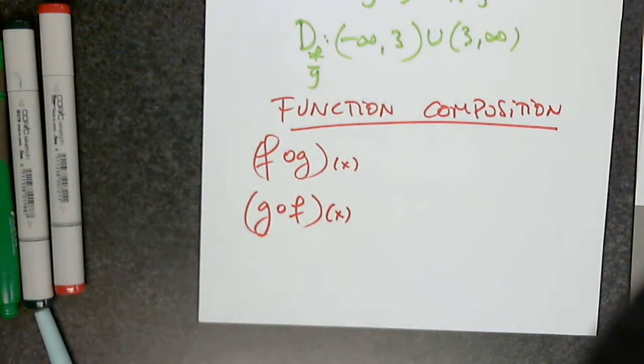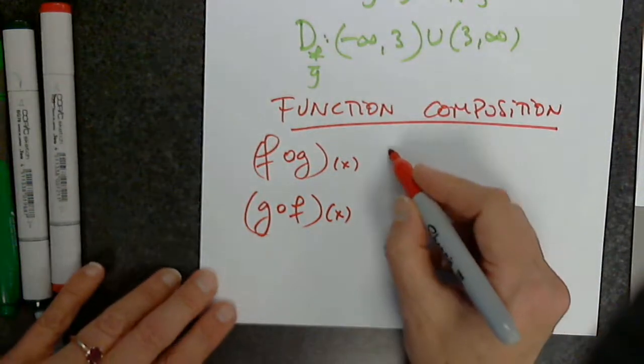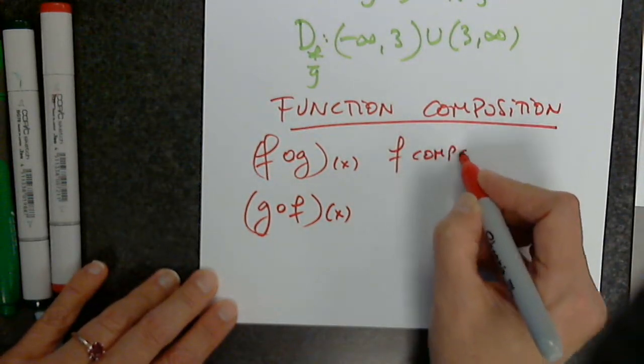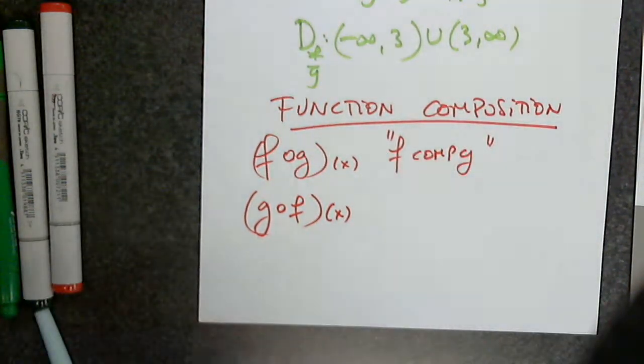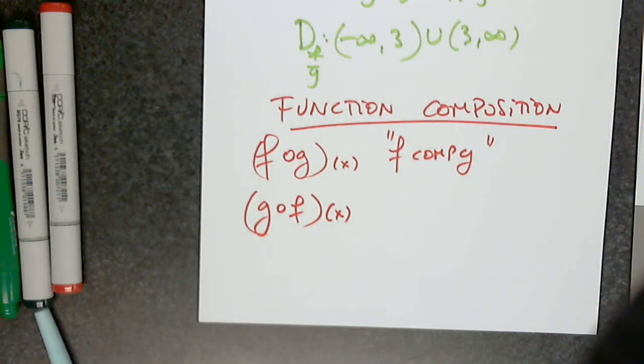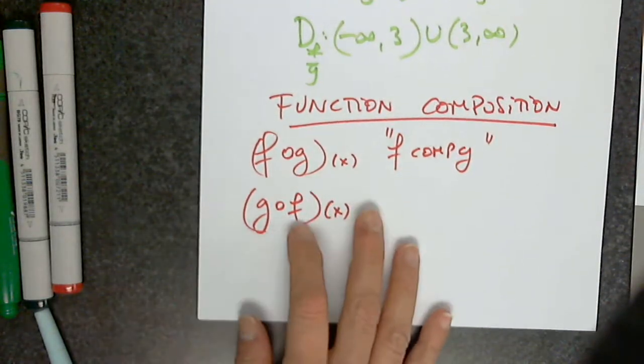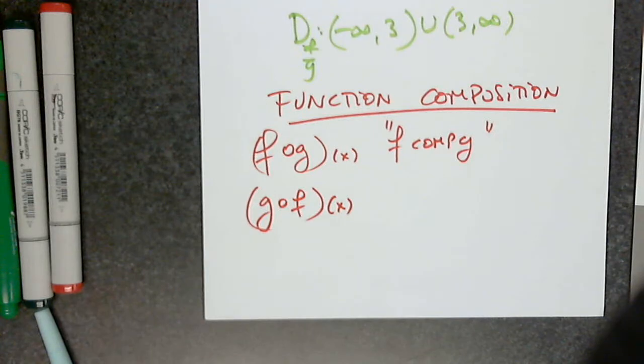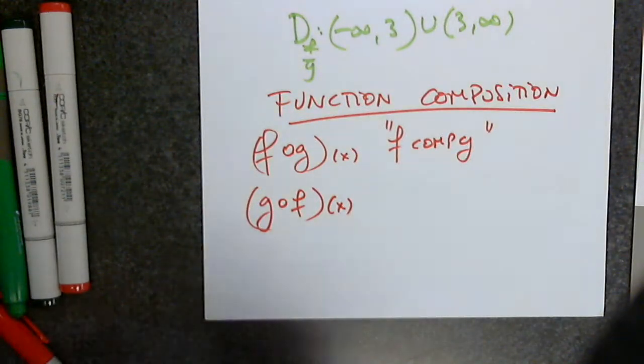And there are many combinations. How do I read it first? F comp G, or the composite of F and G, or G comp F, or the composite of G and F. Well, what does this mean? It does not mean addition, subtraction, multiplication, and division, for sure. What does it mean, though? F of G of X.